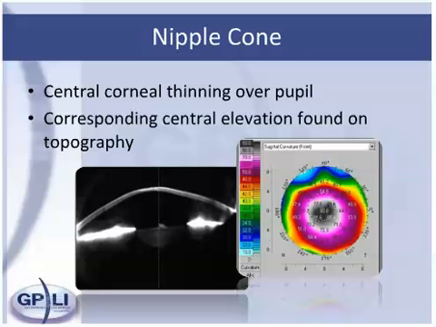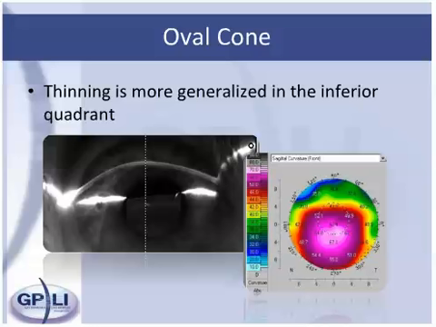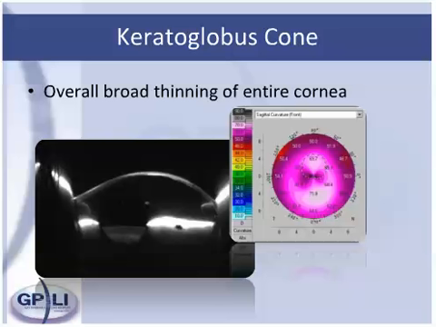Examples of keratoconus eyes include the nipple cone, where there is a centrally located thinning area. Corneal topography will also show a corresponding central elevation. The oval cone is a flatter, broader cone which is generally slightly inferior. Scheimpflug imagery in this case shows the cone slightly lower than the center of the cornea. In keratoconus, there is an overall broad thinning of the entire cornea from limbus to limbus.